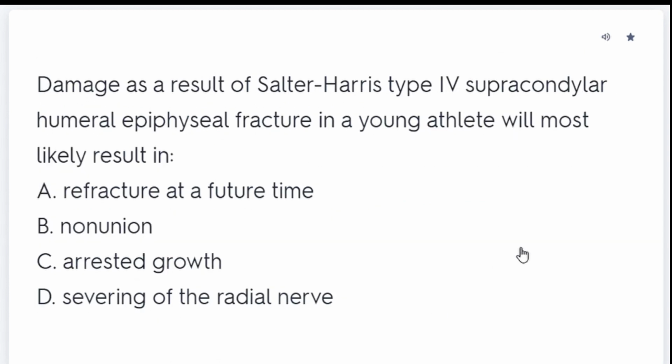Damage as a result of a Salter-Harris type 4 supracondylar humeral epiphyseal fracture in a young athlete will most likely result in: A. refracture at a future time, B. non-union, C. arrested growth, D. severing of the radial nerve.